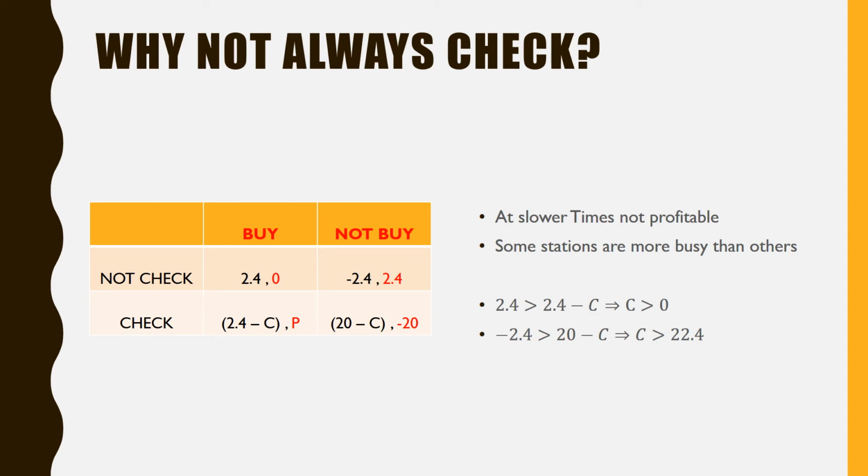Now, if we know the dominant strategy and mixed equilibrium, why not always check? Because of the cost of personnel, which is included in the matrix as C. Those are incentives not to check at slower times and less busy stations. So I have calculated that the cost of hiring personnel would have to be bigger than 0 per ticket if everyone had a ticket, and bigger than 22.4 when not having a ticket, for the tickets not to be checked.